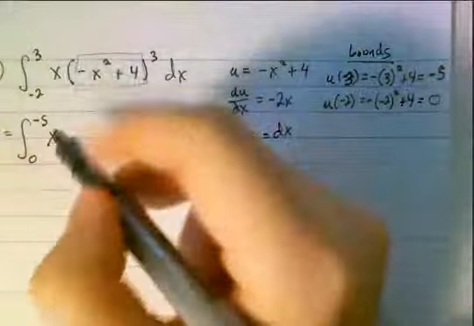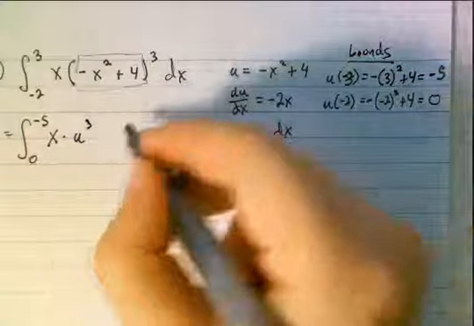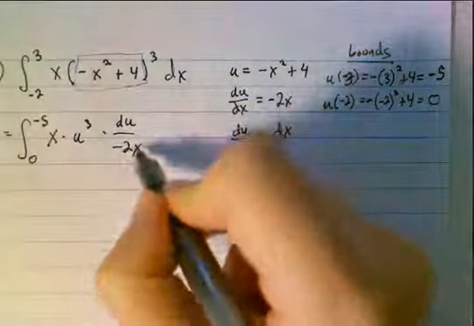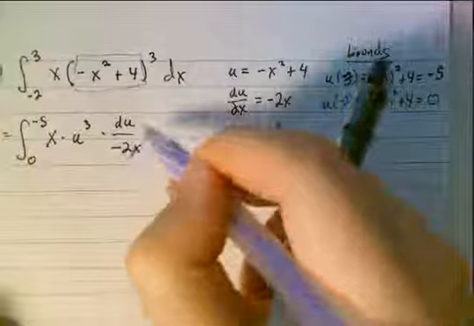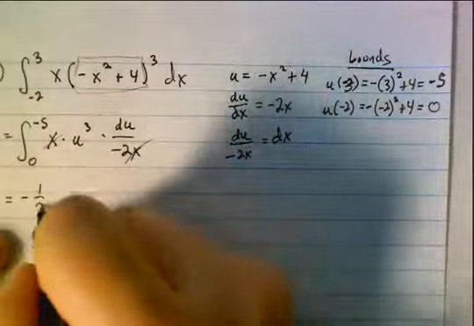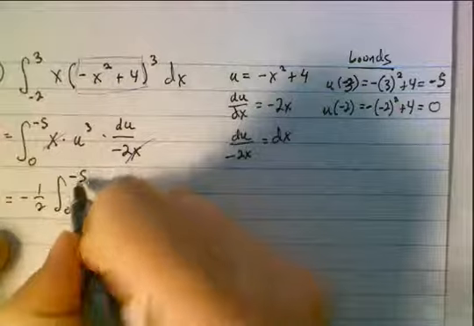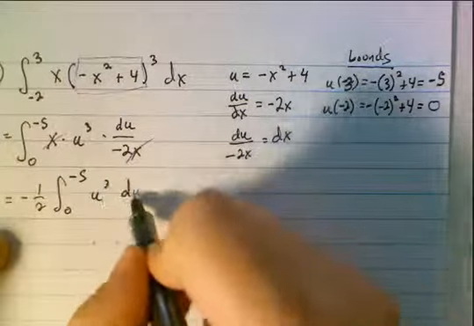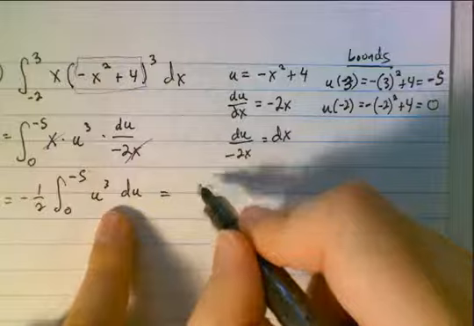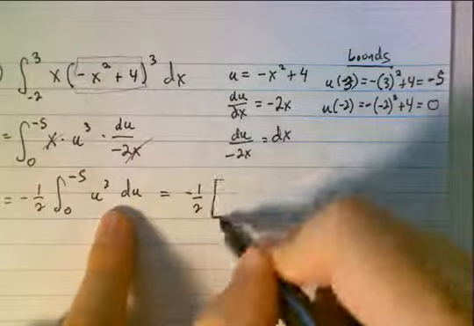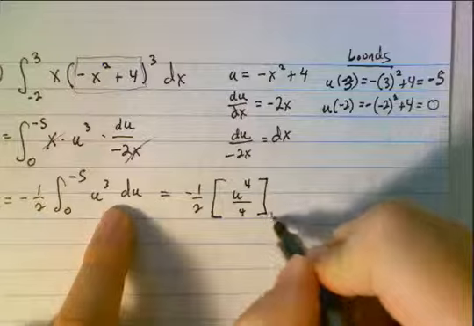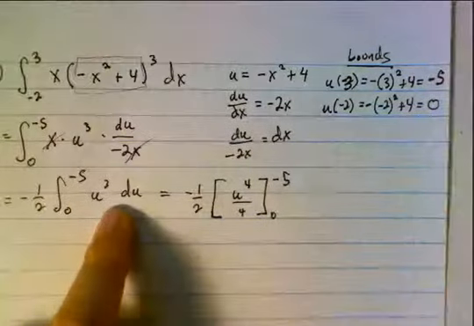So let's see, this whole thing was u, so we have x times u to the 3rd times du over negative 2x. That's good because those x's cancel out. We can bring that -2 outside. Now we can go ahead and take our antiderivative and write our bound. So that's u to the 4th over 4 from 0 to -5.